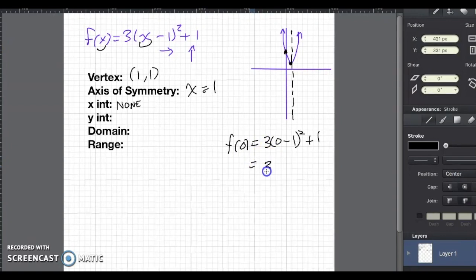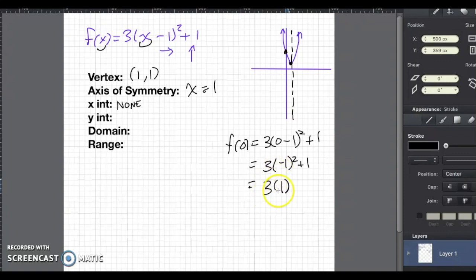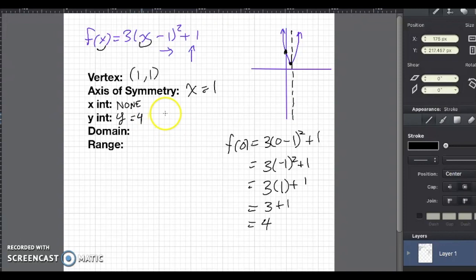Next, okay, so this is 3, this is (-1) squared plus 1. I'm going to do it slowly. Negative 1 squared is negative 1 times negative 1, which is 1. Right? 3 times 1 is going to be 3, plus 1. That is nice. So our y-intercept is that y is equal to 4, also denoted as (0, 4) for some of us.